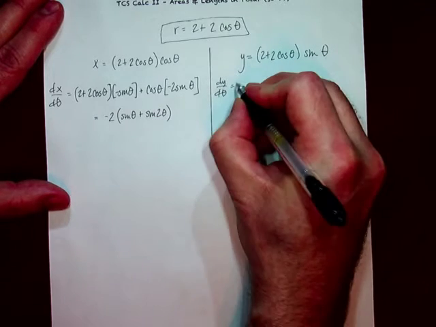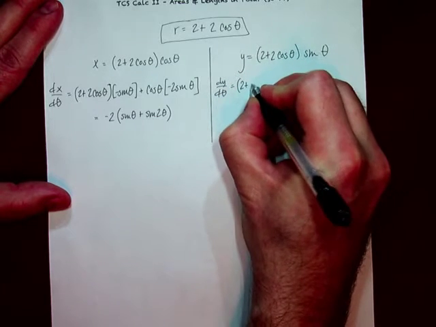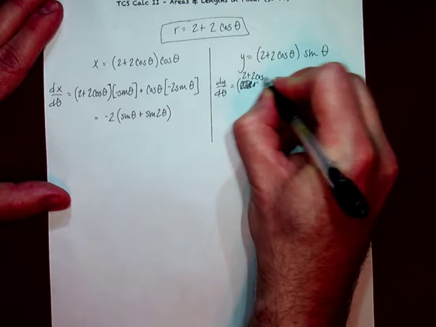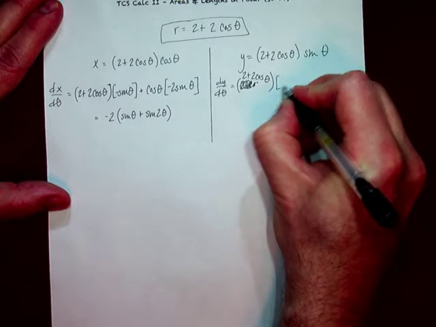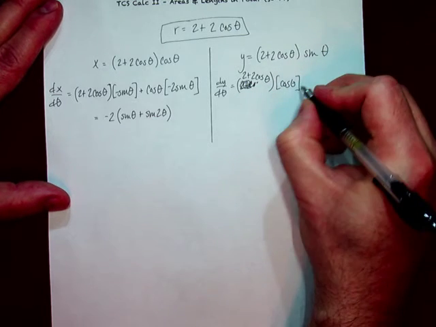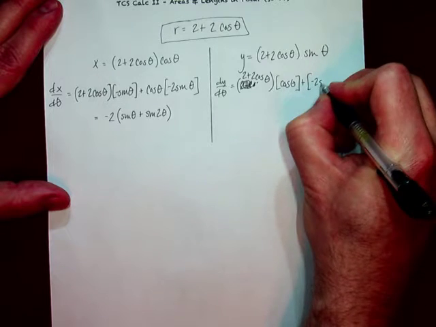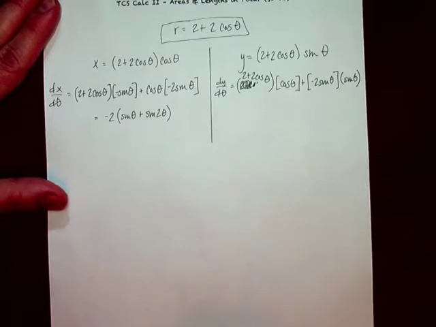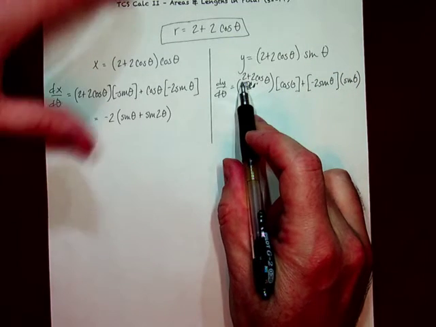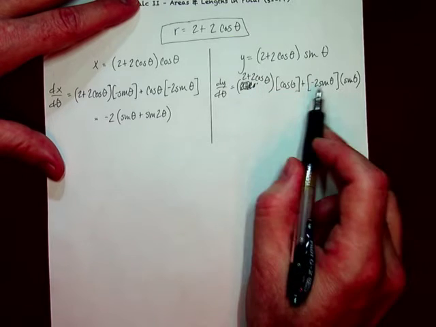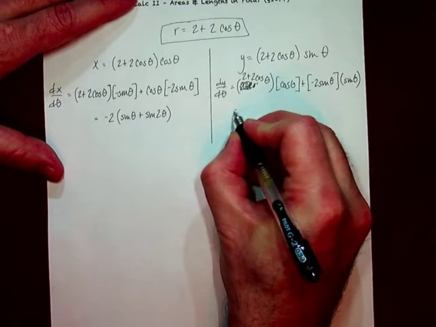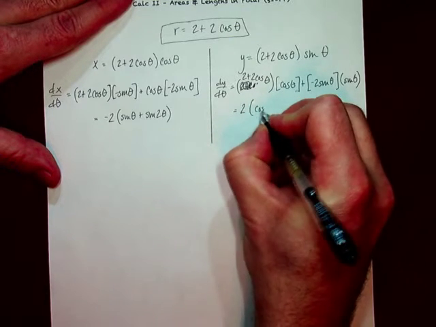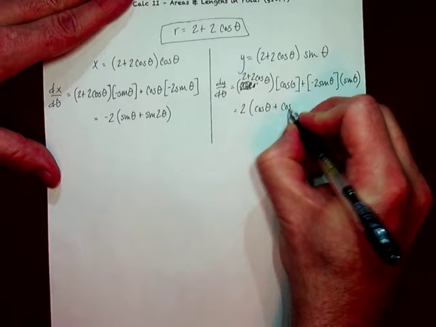and you need to take the derivative again by the product rule. So the first, 2 plus 2 cosine theta times the second, cosine theta, plus derivative of the first times the second. All right, and this, when you distribute it, you're going to get 2 cosine theta and 2 cosine squared. This is going to be -2 sine squared. You're going to get the double angle for cosine, and what you're going to get is 2 cosine theta plus cosine of 2 theta.